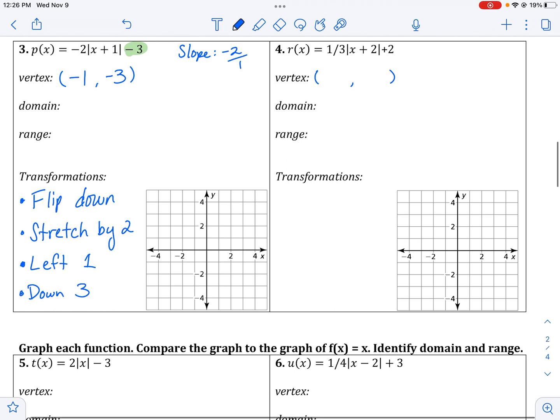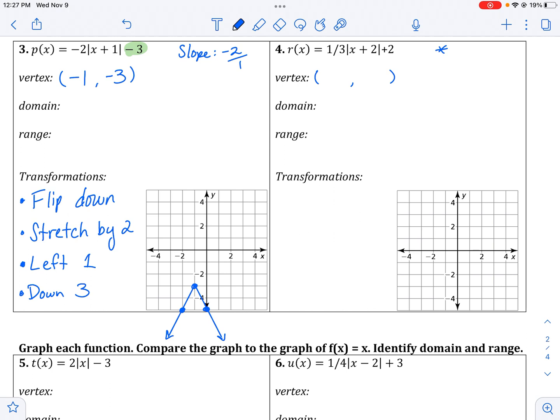So I'll find that vertex, negative 1, negative 3. And I'll do my negative 2 slope. So I'll go down 2 to the right, down 2, left 1. And I'll make my nice V shape. So there's my V. Why don't you try number 4 on your own? I would pause the video and try that, and then unpause and check your work.